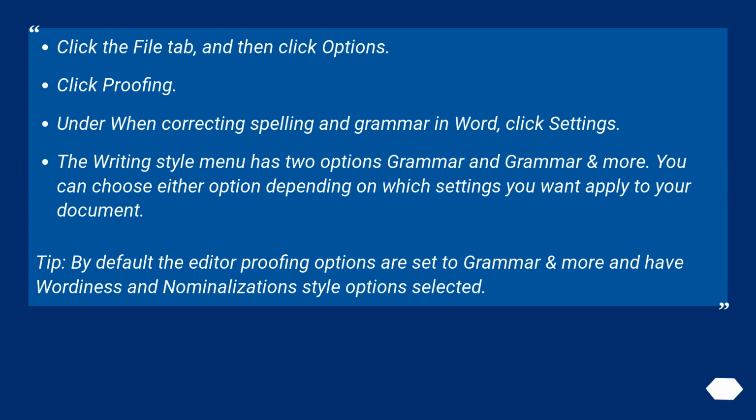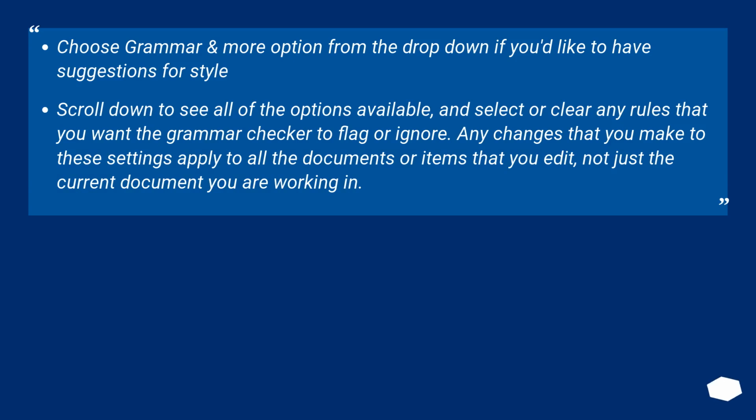The Writing Style menu has two options, Grammar & More. You can choose either option depending on which settings you want apply to your document. Tip: by default the editor proofing options are set to Grammar & More, and have wordiness and nominalization style options selected. Choose Grammar & More option from the drop-down if you'd like to have suggestions for style.